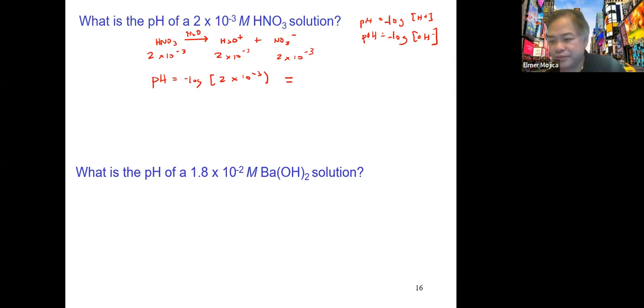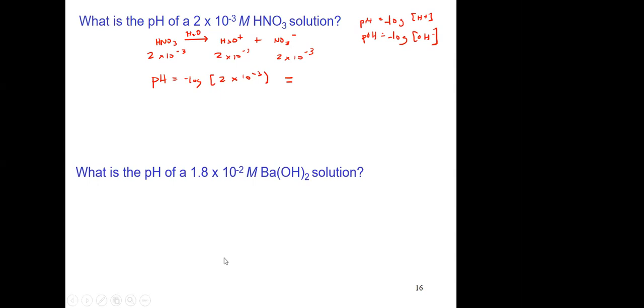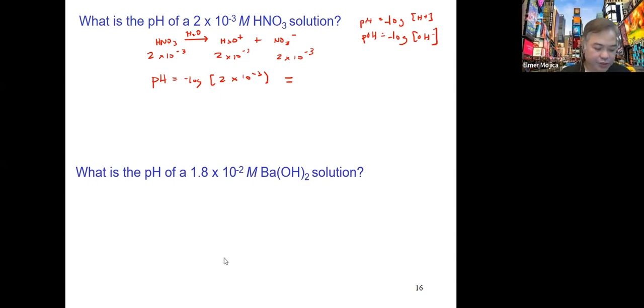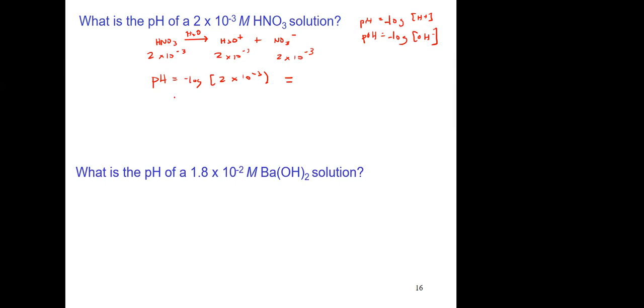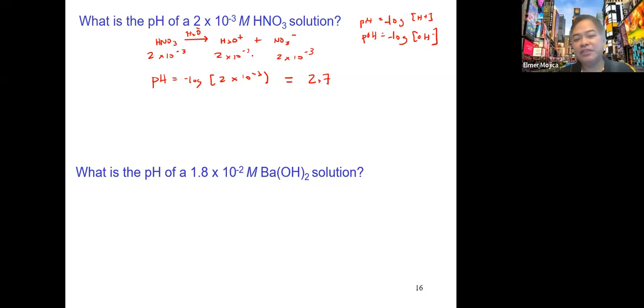Anong sagot niyo? Two point seven. Okay. So again, one significant figure, so one digit after the decimal point. Hindi three, okay? It's 2.7. Clear? The number of significant figures at pH is the number after the decimal.